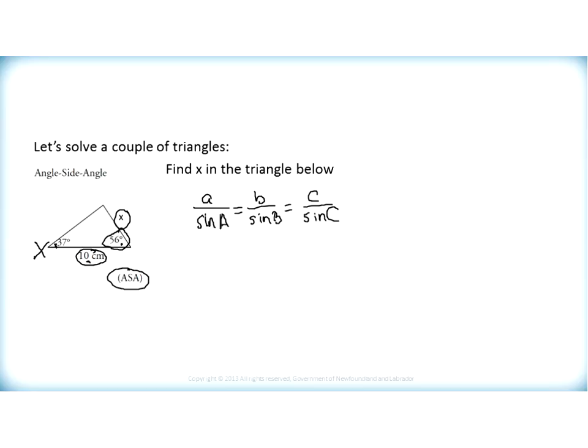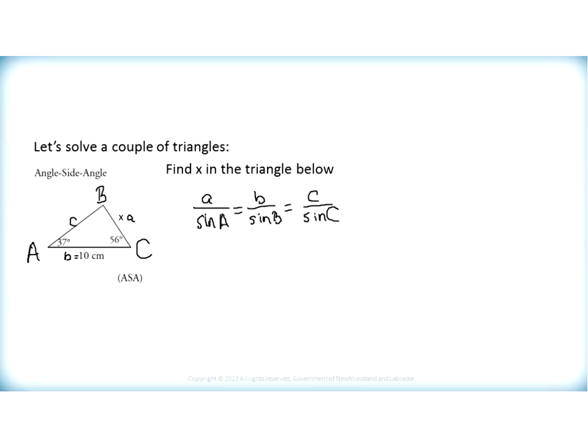So what I'm going to want to do now is label all the parts of my triangle in relation to those. So I'm going to try labeling them that way now. I'm going to call the 37-degree angle A, which means that X I'm going to refer to as little a. The top angle I'm going to call B, which means that the 10 centimeters is equal to little b. And I'm going to call the 56-degree angle big C, which means that the opposite side is little c.